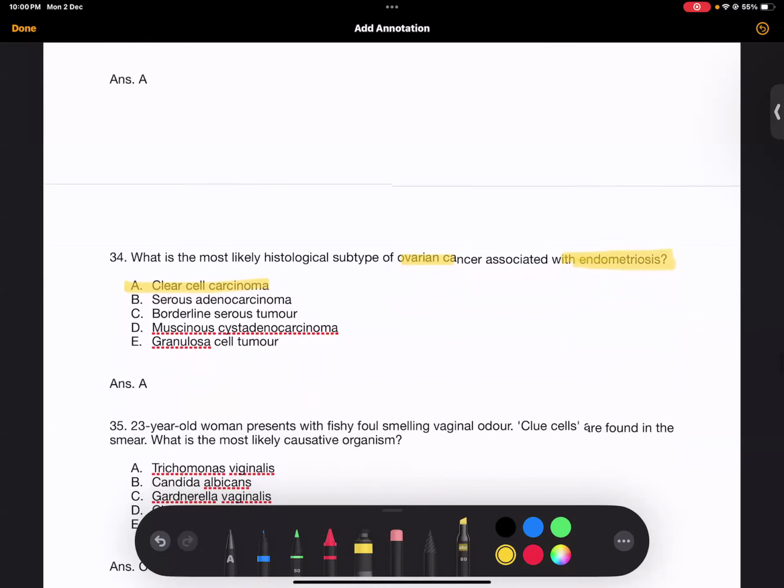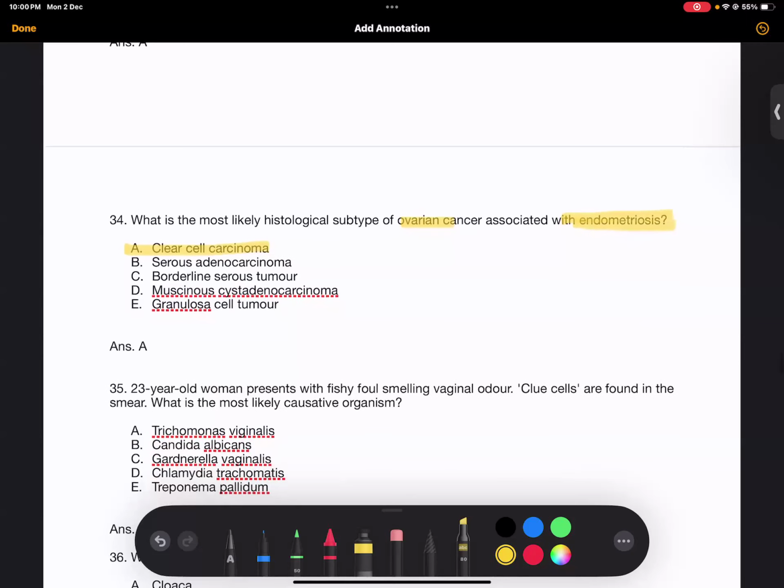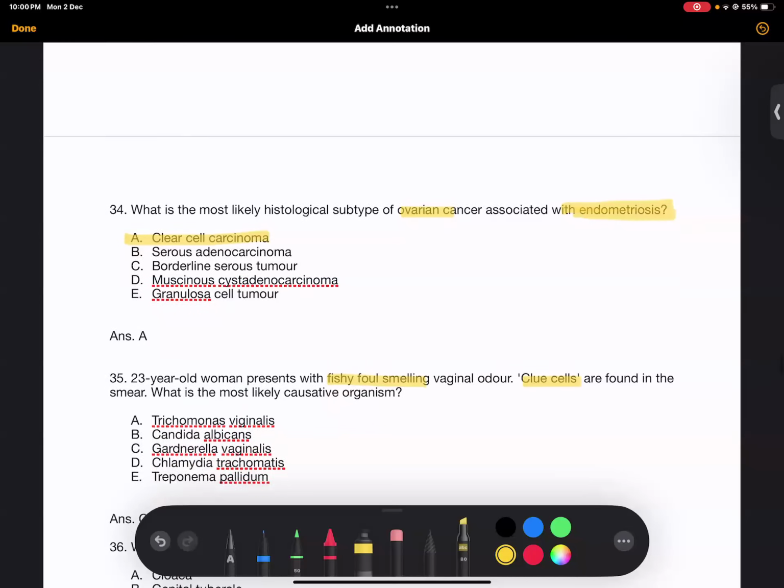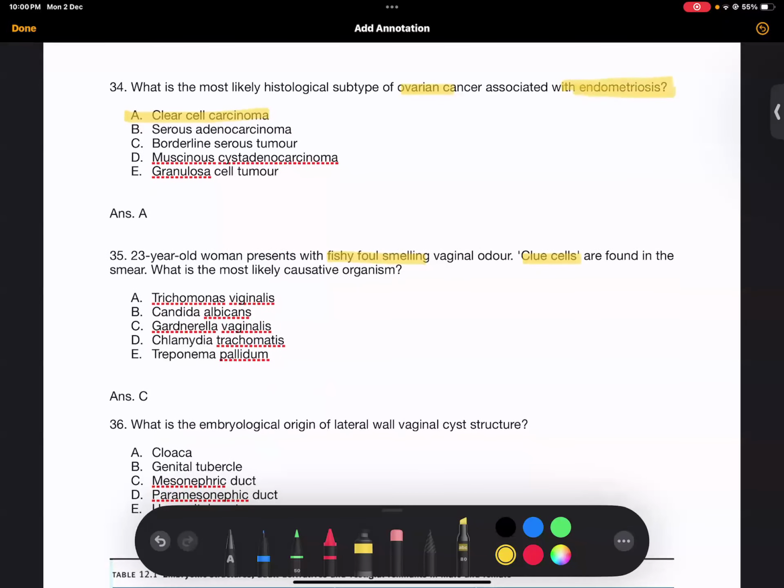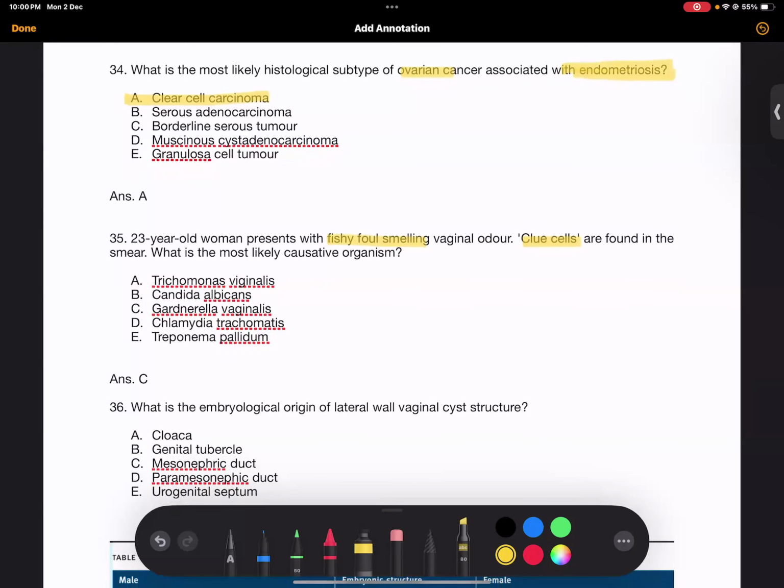So, the next one, no, this is a different question. Here the patient presents with a fishy, foul smelling odor and also clue cells. So basically they have given you two clues. So the most likely organism would be, now you know which organism is present here. So it would be your Gardnerella. Yes, great. Okay, so what is the embryological origin of a lateral vaginal wall cyst? Whenever you have a lateral vaginal wall cyst, you can say this is your Gartner duct cyst.